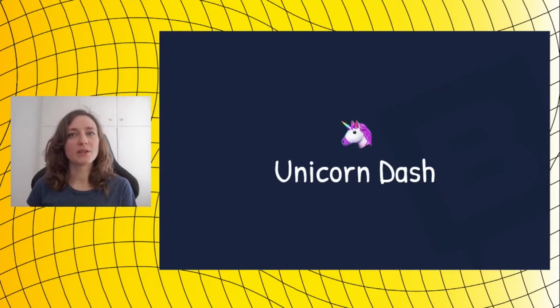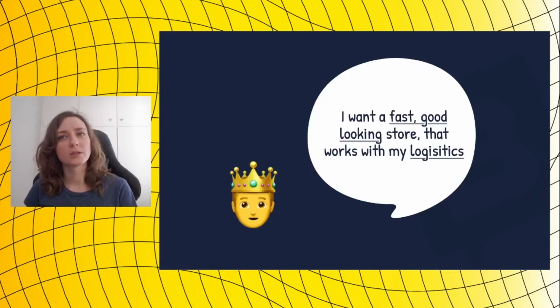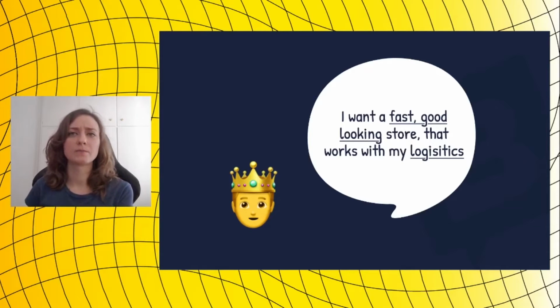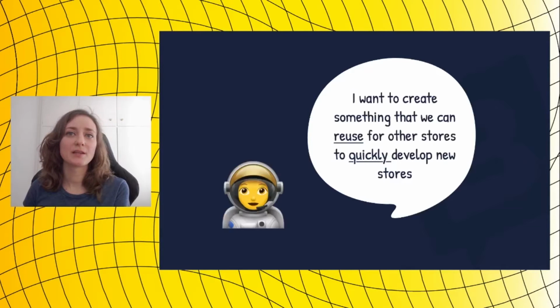And to get this up and running, 4 people meet around a table. We have a developer, a manager, a client, and an editor. And everyone has their own requirements. So the client starts the meeting off with saying, well, I want a fast and good-looking store that works with my logistics. So he chooses BigCommerce because BigCommerce really works well in a global scale and offers a lot of great features for selling products.